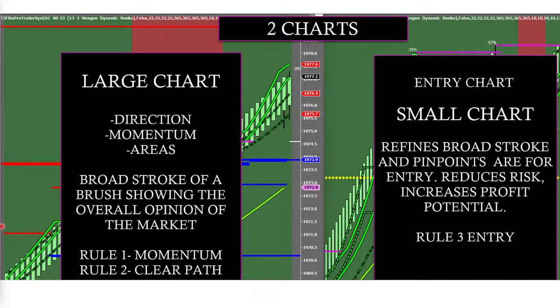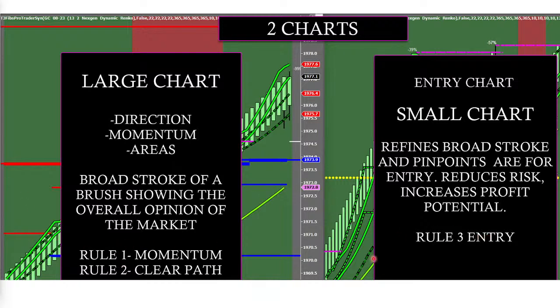Guys, the entry chart is a small chart. It's a refinement chart. It's going to take the one bar on the large chart and turn it into 15 to 30 bars to help you find that entry for the highest probability trend trade. By using that refinement process, you're going to reduce your risk dramatically. And you're going to increase your profit potential. And rule number 3 gets you in.